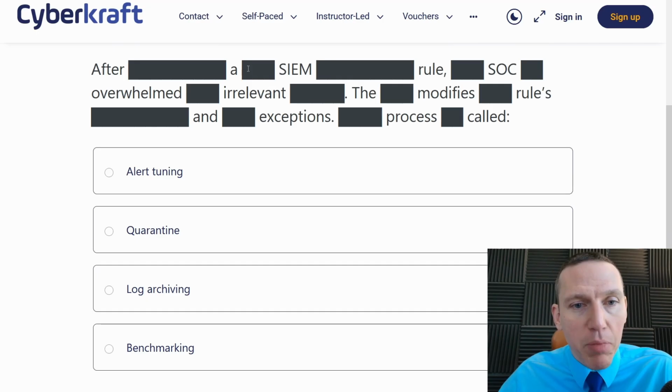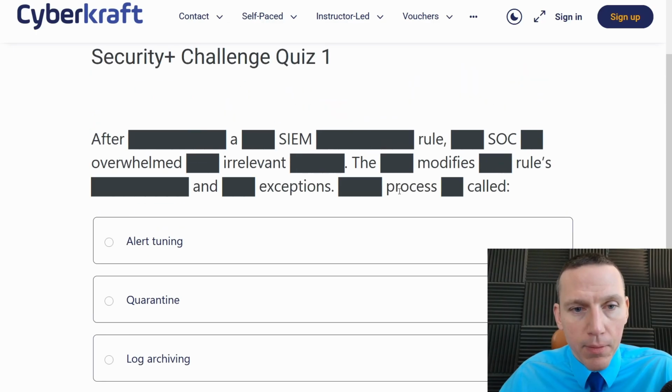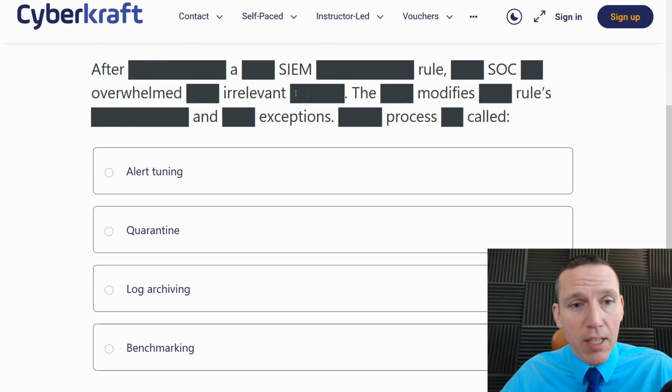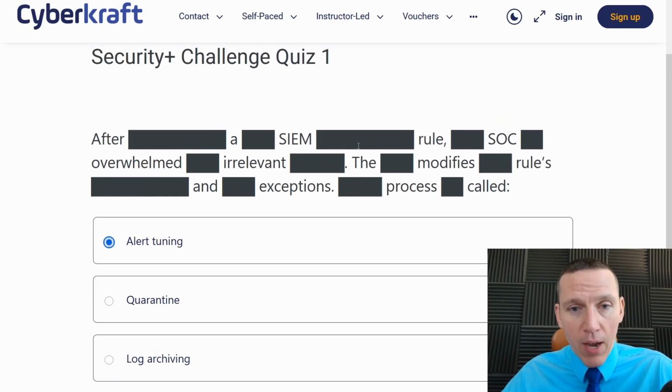Okay, after blank, a blank, SIEM, blank rule. So we got a SIEM device. SOC blank. SOC is overwhelmed blank with irrelevant data, maybe. The blank modifies something rules blank and blank exceptions. This process is called. Okay, so a SIEM is producing a lot of alerts, I think, and the SOC is overwhelmed with alerts. So then we're going to be alert tuning. I think that makes a lot of sense. And we're just using the context clues.